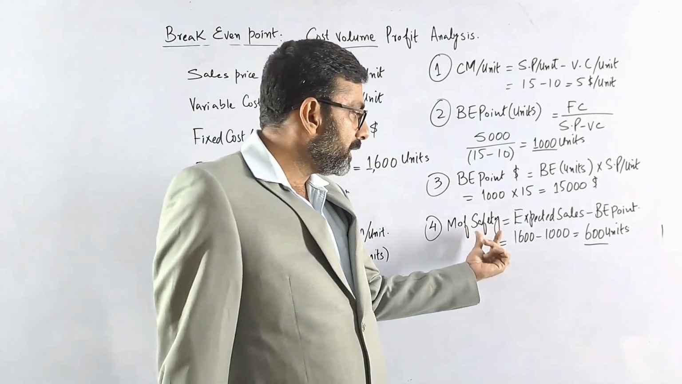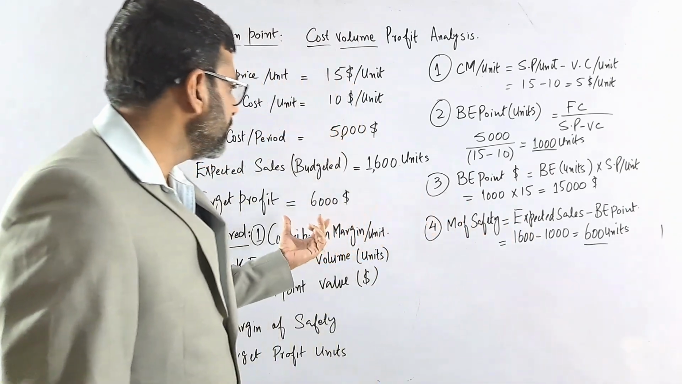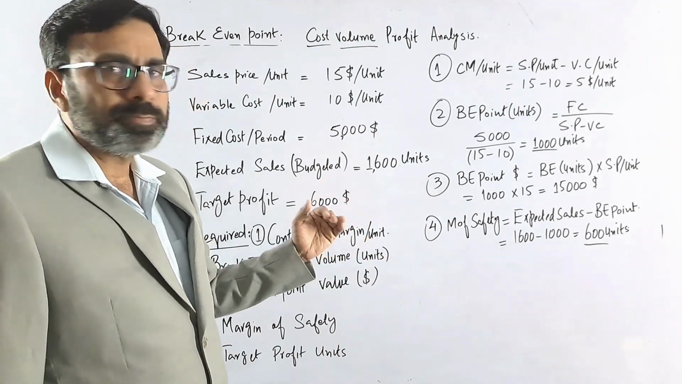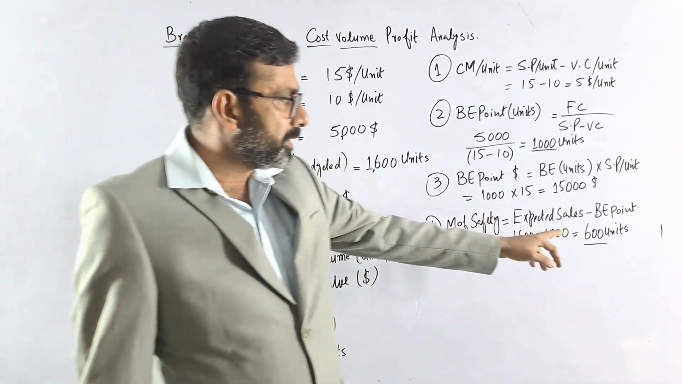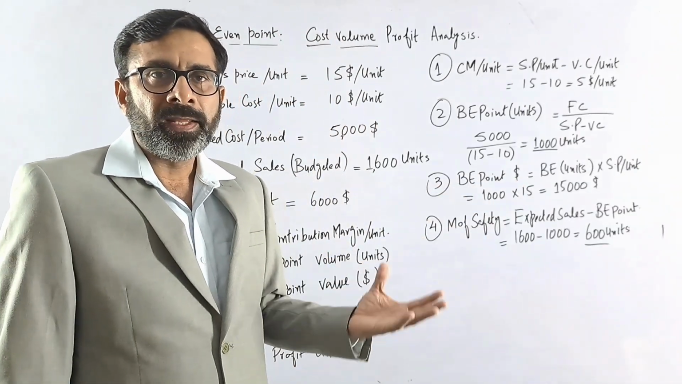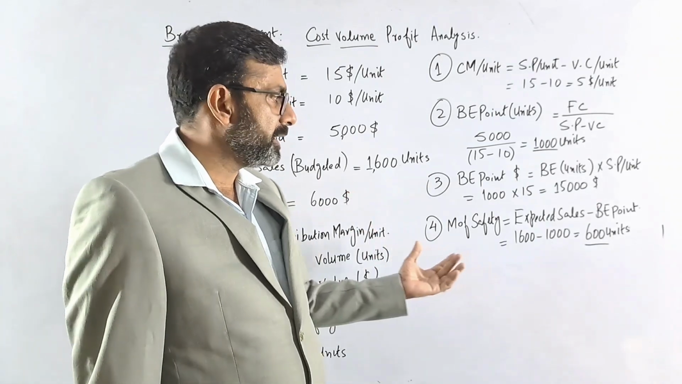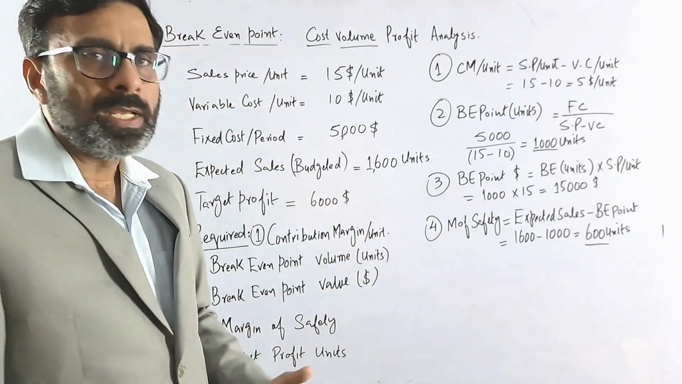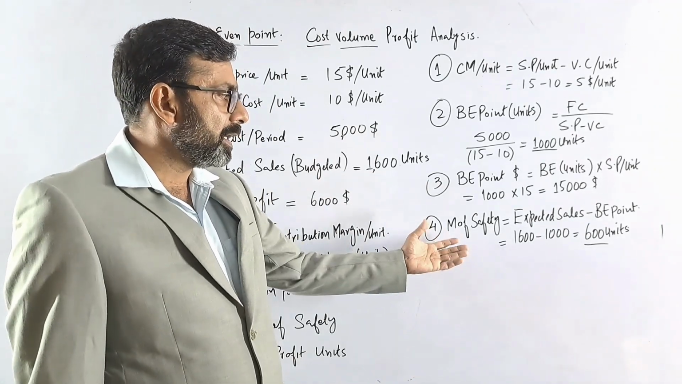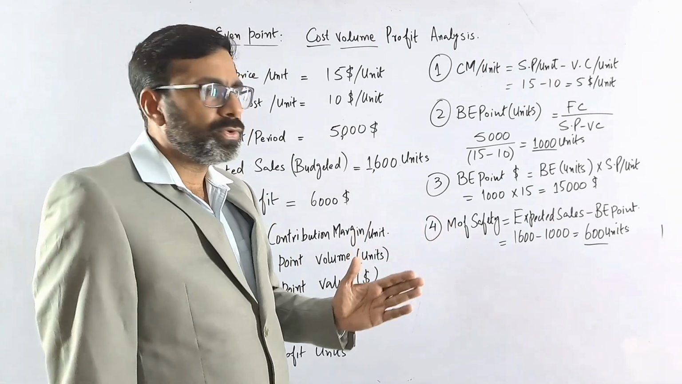Why are we calling it safety? Even the sale, it is expected sales. It is just assumed that they will be able to sell it. But even if their expected sales drop by 600 units, still the business will be safe. Safe means that there will be no loss for the business. Even if their expected sale is reduced by 600 units, they will still be able to achieve the break-even point. So that's why it is called the margin of safety. They still have a margin of 600 units.